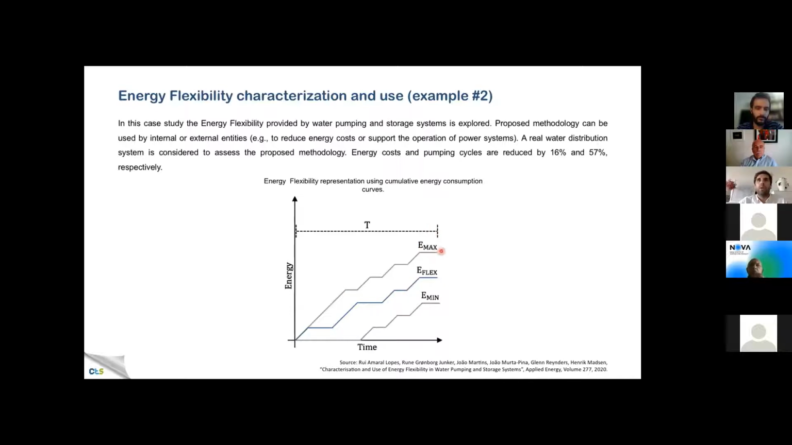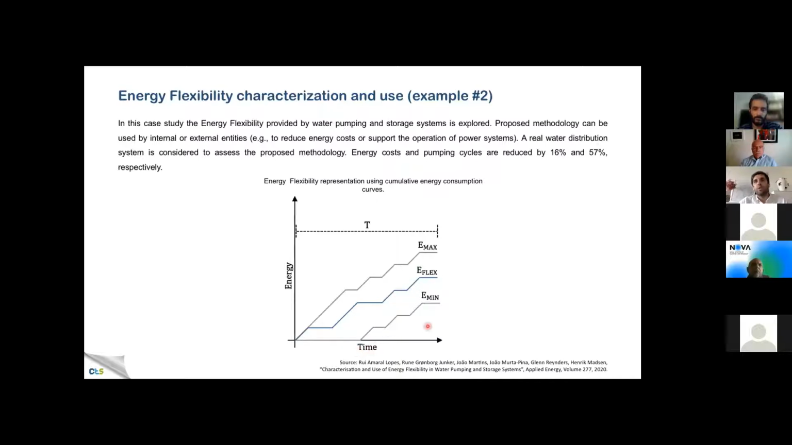The idea is that we have a maximum energy consumption possible during a specific period of time, and a minimum energy consumption possible during that same period. Here we are talking about cumulative energy consumption. So for this system, we could increase the energy consumed over a specific period by pumping water as much as possible until the reservoir is full, and when it is full, we would pump water as soon as the water level decreases from the limit.